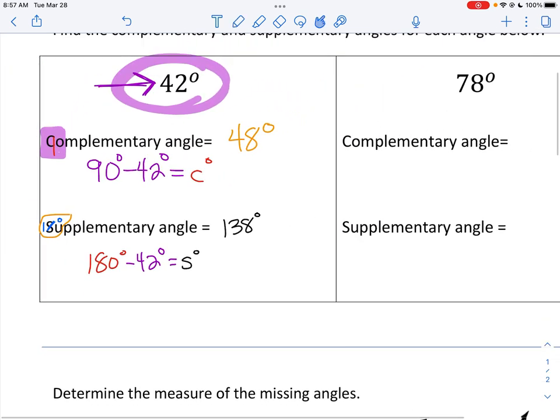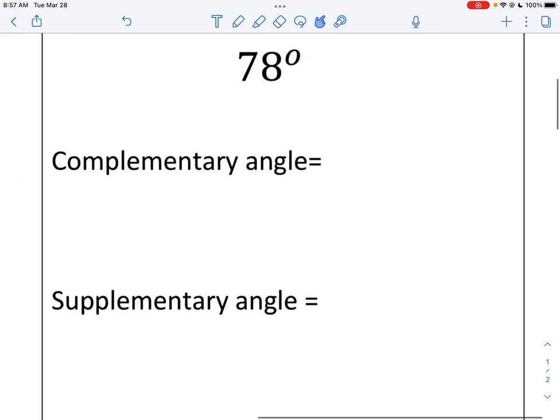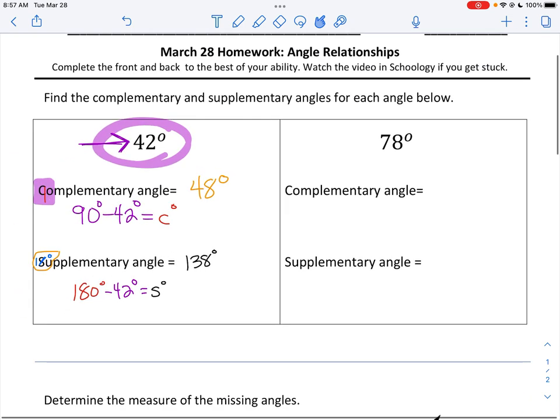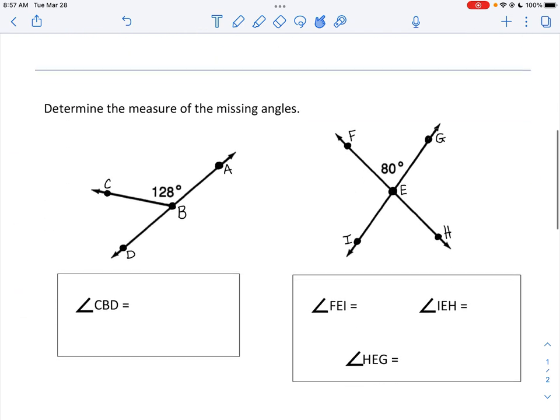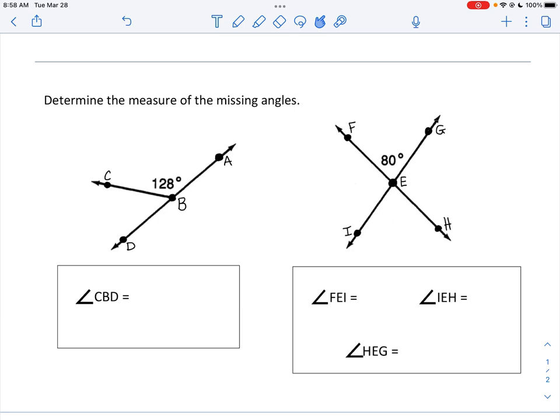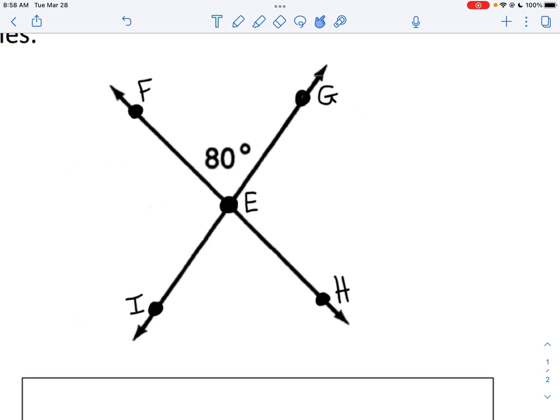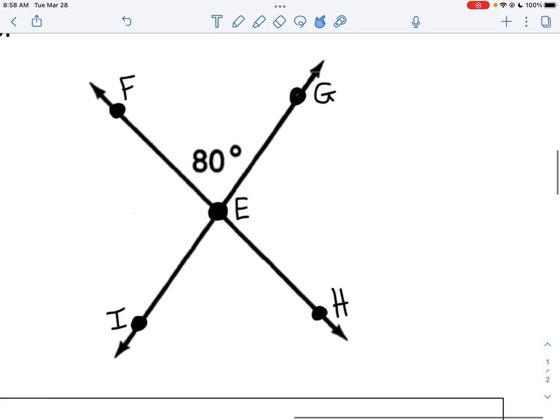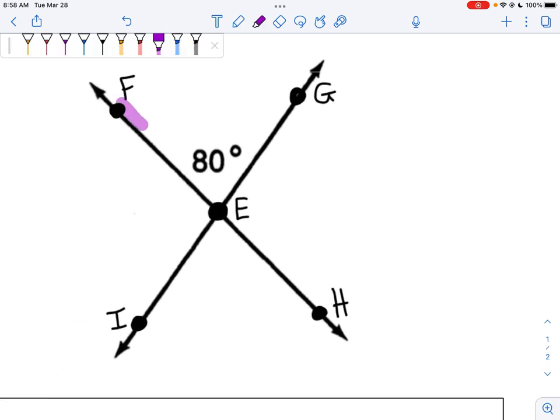Okay, you need to do the next box. Use the first one as an example. And then on the back side it says, determine the measure of the missing angles. I'm going to look at this shape over here, this giant X. I can see that from here to here is 80 degrees, right? That chunk of the X.